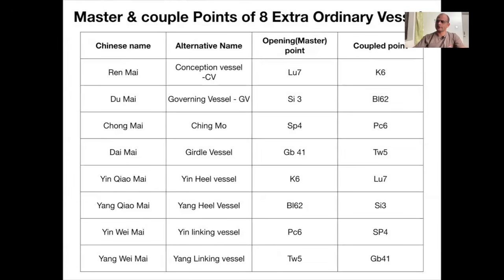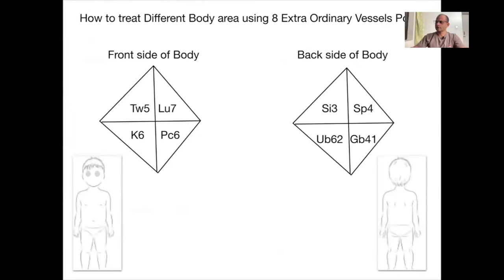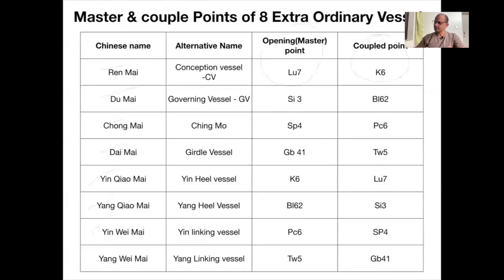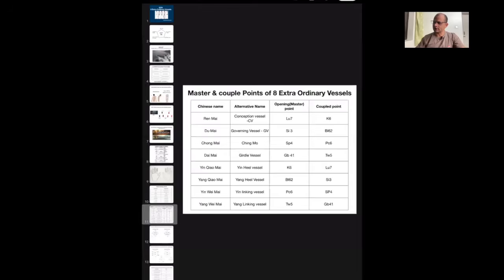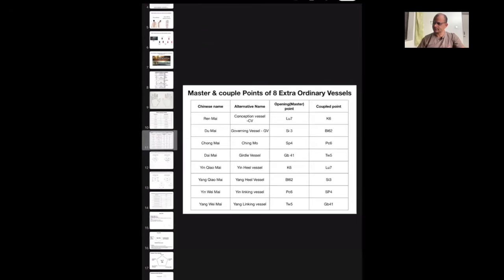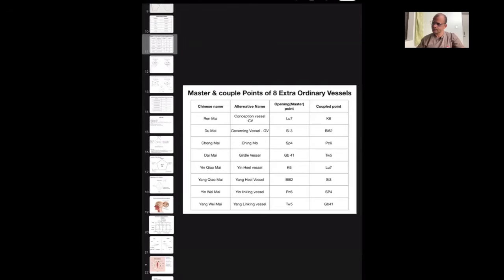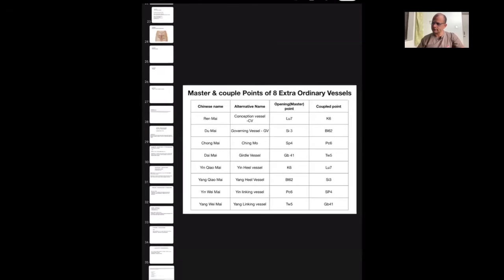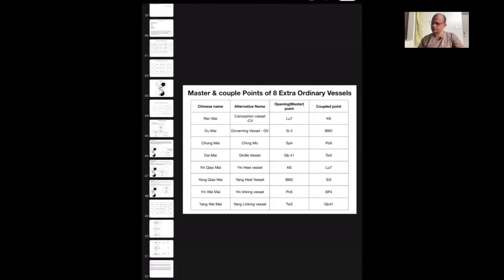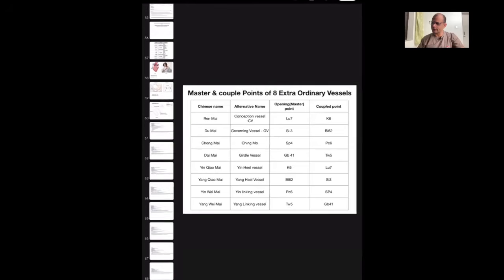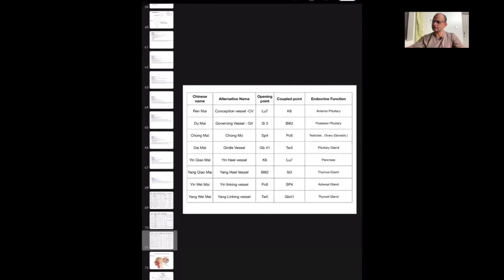Like we know there are 8 extraordinary vessels and every one is having one master point and the couple point. सभी के master point और couple point है. And if we look at another chart, अगर हम दूसरा chart देखें, the very important chart, and just to see the connection with the endocrine glands, look at this chart.